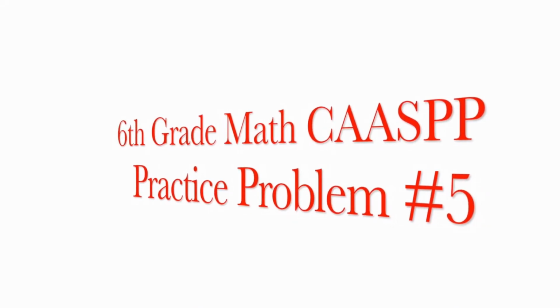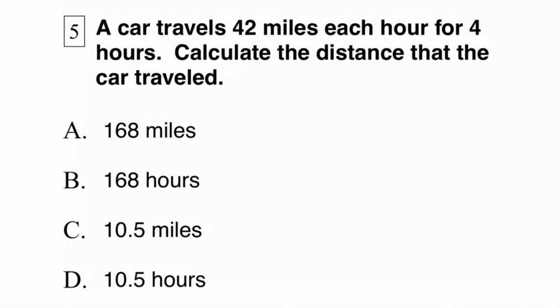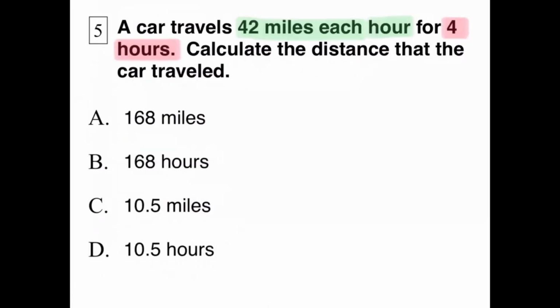6th grade math CAASPP practice number 5. A car travels 42 miles each hour for 4 hours. Calculate the distance that the car traveled. I highlighted some of the important information that they gave us. In green, I highlighted 42 miles each hour, and in red, I highlighted 4 hours.